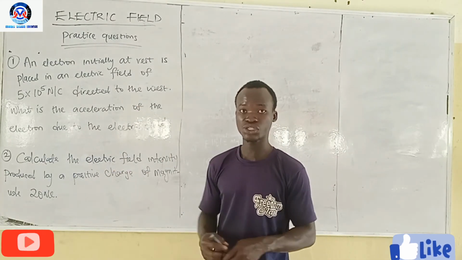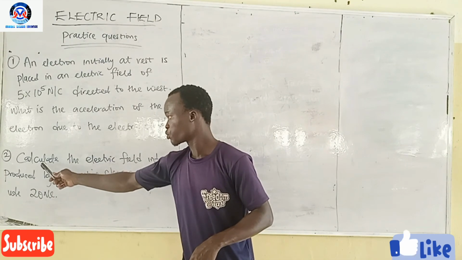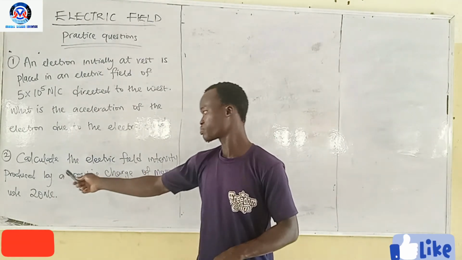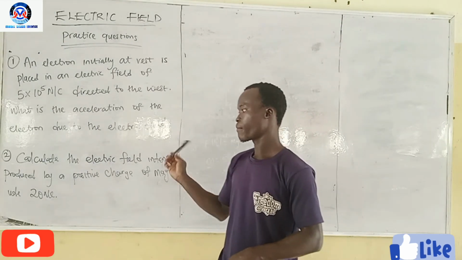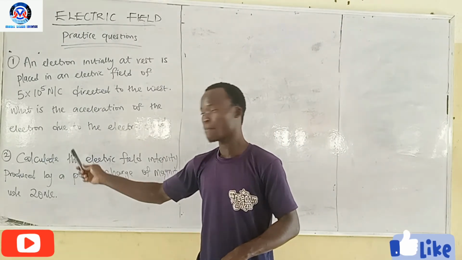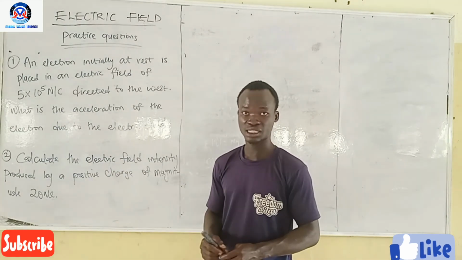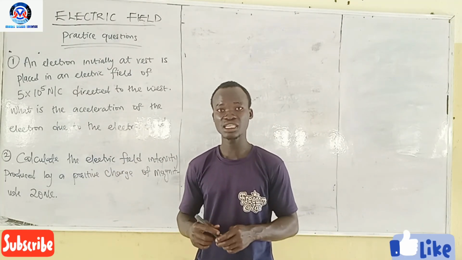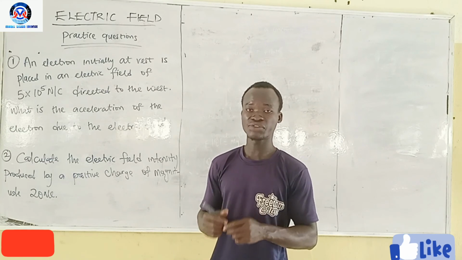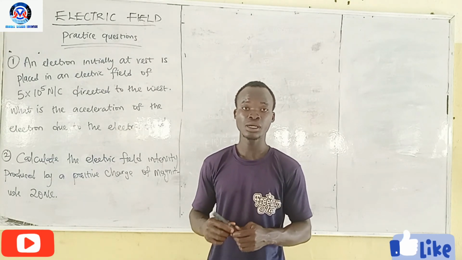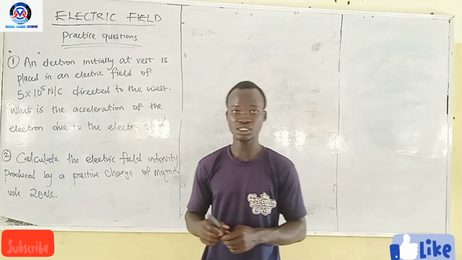And for the second question, we should calculate the electric field intensity produced by a positive charge of magnitude 20 microcoulomb. Here we are asked to find the electric field intensity, and the electric field intensity is the same as the magnitude of the electric field. And we know how to find the magnitude of the electric field. Please endeavor to solve these two practice questions.